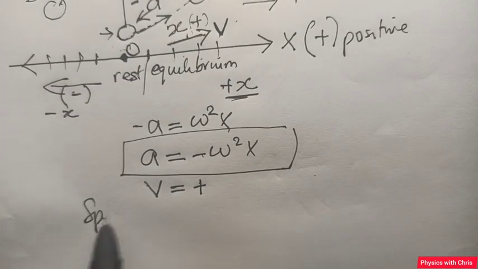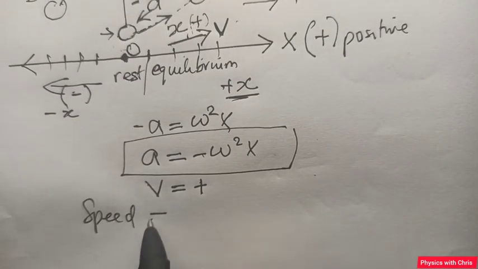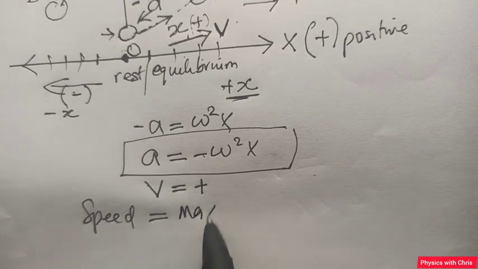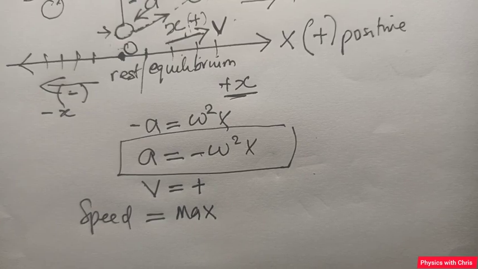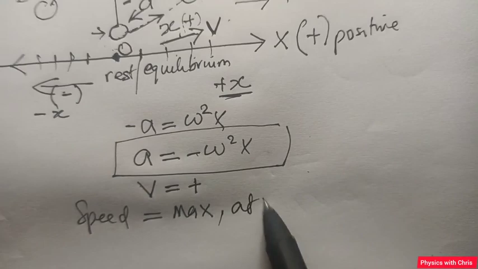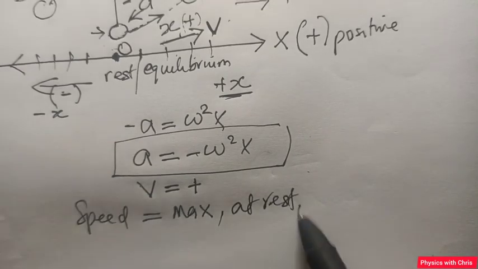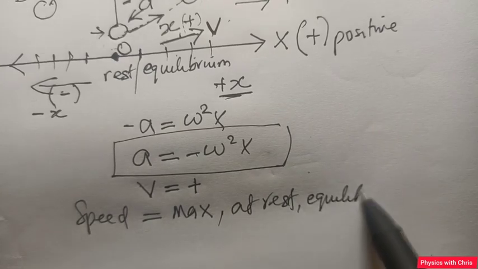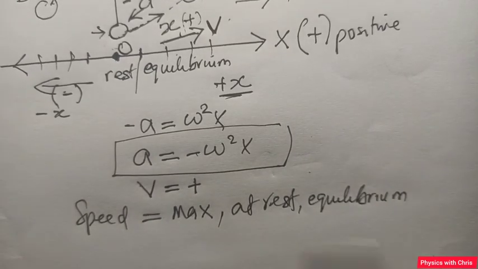The speed of the body, we expect it to be maximum at the rest or equilibrium position. We also call that the center of oscillation. The maximum at the rest position or the equilibrium position or the center of oscillation. That is where the speed is maximum.